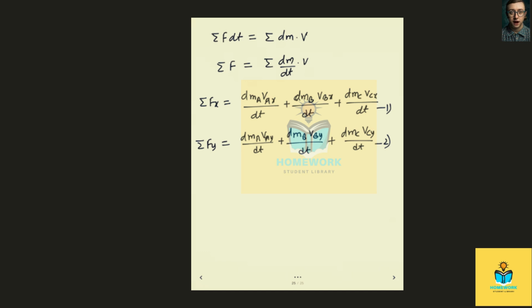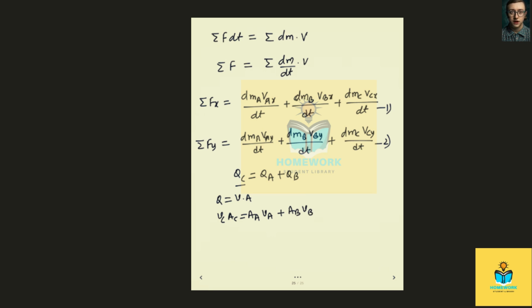Now we need to determine the parameters for filling this equation. So from the continuity equation we can write Qc equals Qa plus Qb, and we know that Q is given by velocity multiplied by area. So we can write from this equation that Vc Ac equals Aa Va plus Ab Vb.